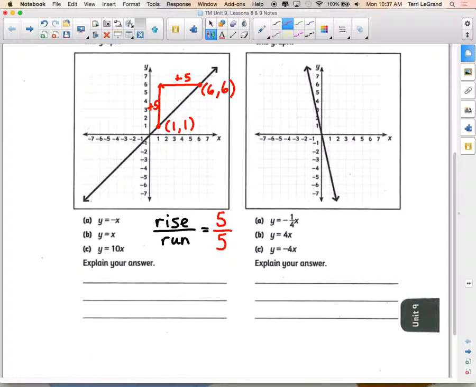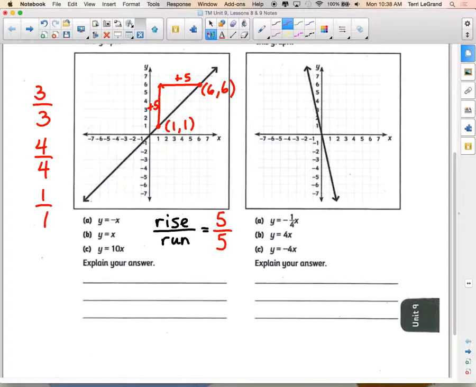Okay, how about you, Sam? A rise of 4 and a run of 4. How about you, Kate? A rise of 3 and a run of 3. There were lots of choices here. Caden, a rise of 3 and a run of 3. So far I've heard that we have 3 over 3, quite a few of those, a 4 over 4, and a 1 over 1.